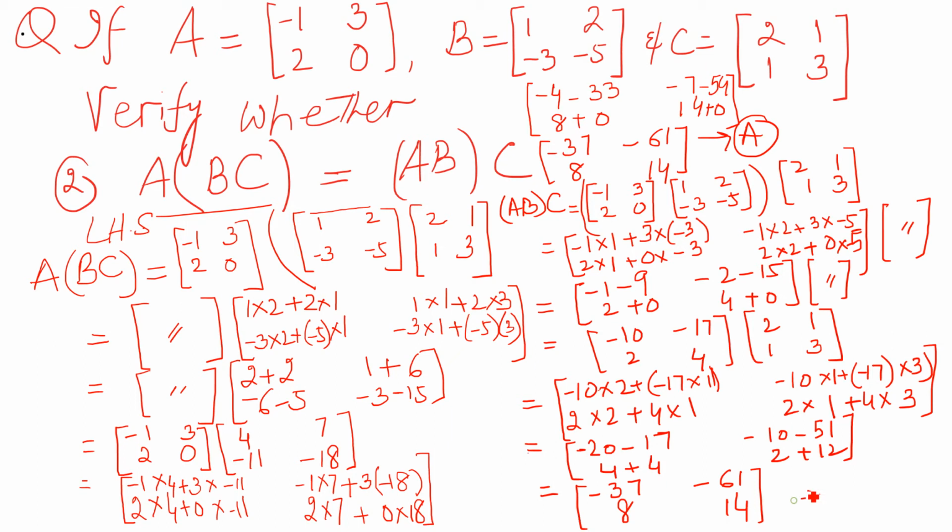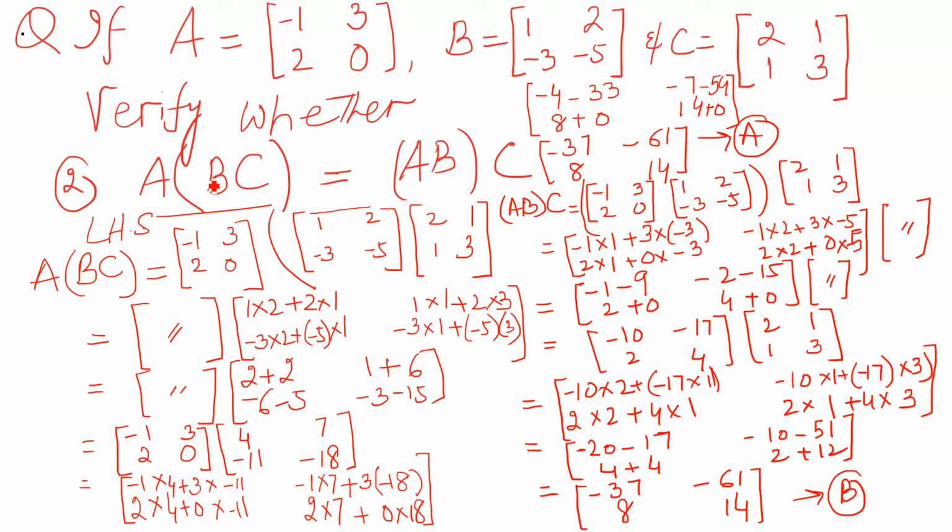So this is the right hand side, or you can say B. So see, our A is negative 37, negative 61, 8, 14, and B is negative 37, negative 61, 8 and 14. It means we have proved that left hand side is equal to right hand side, right? But you have to do all this work very neatly.